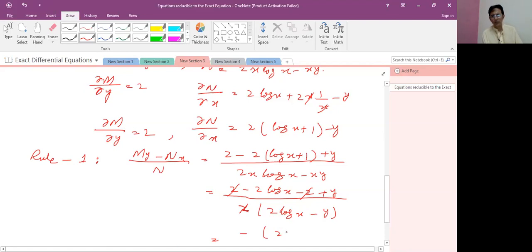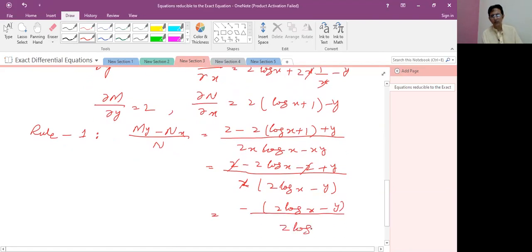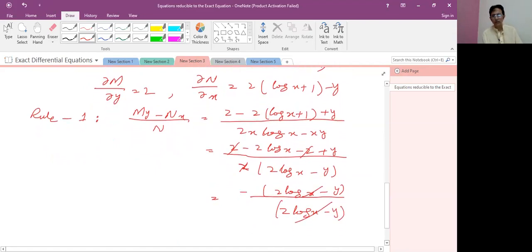So when we take the negative sign, the 2 times log x minus y whole upon 2 times log x minus y, they are cancelled. They cancel each other. That is minus 1, and minus 1 upon x, because it is 2 times x. So we write here x. They do not cancel each other. So it is x. So the answer is minus 1 upon x.